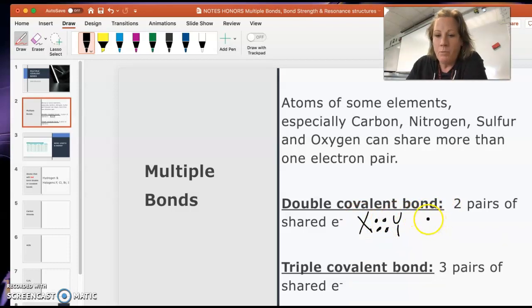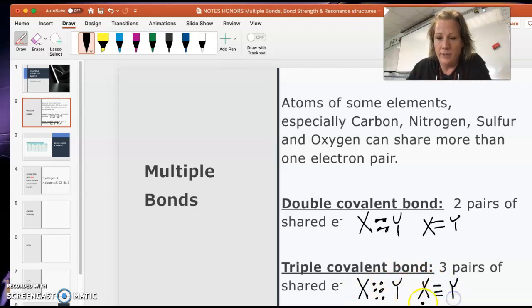Remember, each line is a single covalent bond, so we can also show a double bond with what kind of looks like an equal sign, but it's not. And then there are also times where we can form triple covalent bonds. So let's say I have X, so there would be 3 pairs or 6 total electrons shared between X and Y. And we would show it with 3 lines like this.